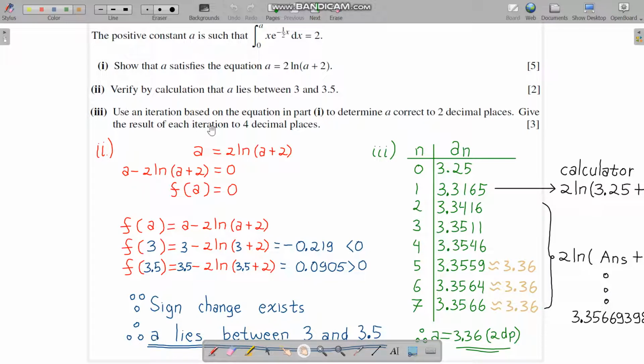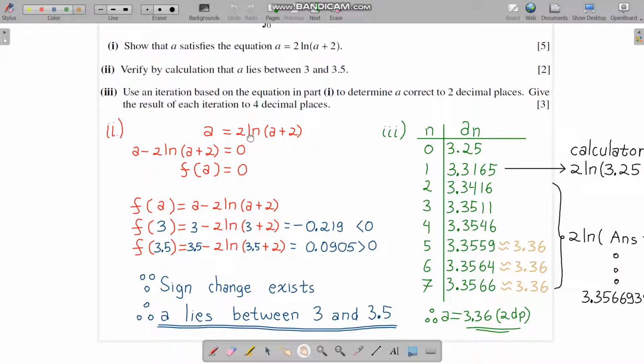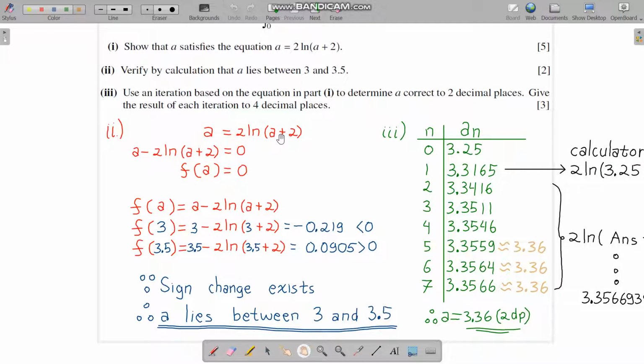So look at part I, you have the equation A equals 2 ln A plus 2. If you move everything to the left, you get this. And to find the function, it's gotta be something equals 0. So the function is actually A minus 2 ln A minus 2. And you plug in 3 and 3.5, and you'll get something negative, something positive, and draw a conclusion. Sign change exists, therefore A lies between 3 and 3.5. So you have to write down the conclusion like this.